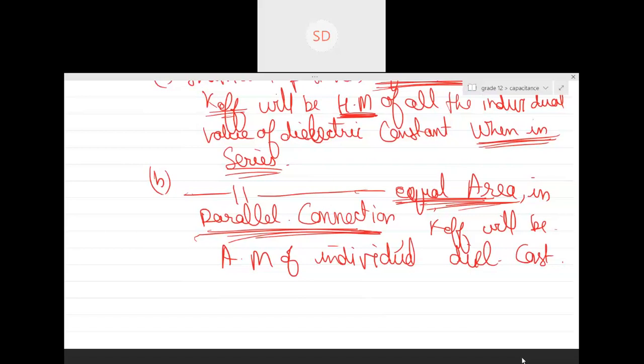And guys, one thing, I am not teaching the Kirchhoff rules for capacitances in the capacitance chapter. I'll teach you the Kirchhoff rules for capacitances in the next chapter, current electricity, when I'll be discussing RC circuits and all.